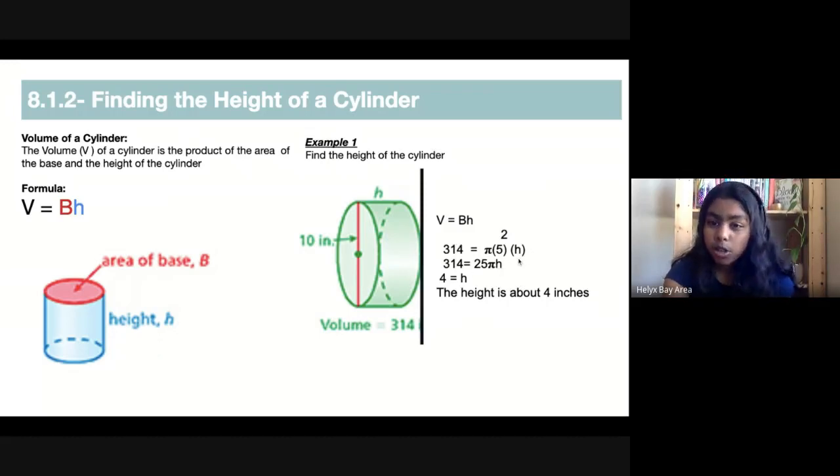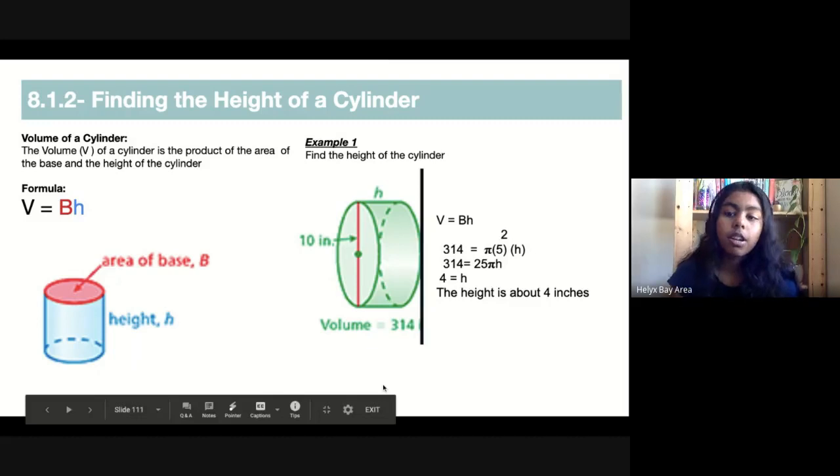And as you may notice, we have h as our variable here, and the variable we're solving for, because in this case we're looking for the height, not the volume. And we're going to go ahead and simplify, expand, and you're left with 314 equals 25 pi h. And then we're going to divide by 25 times 3.14 on both sides, and we're left with about 4 inches. So the height of this specific cylinder here is about 4 inches.